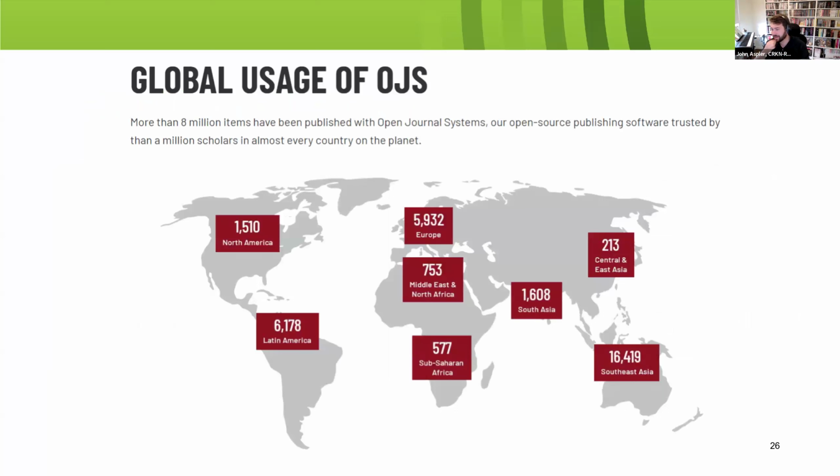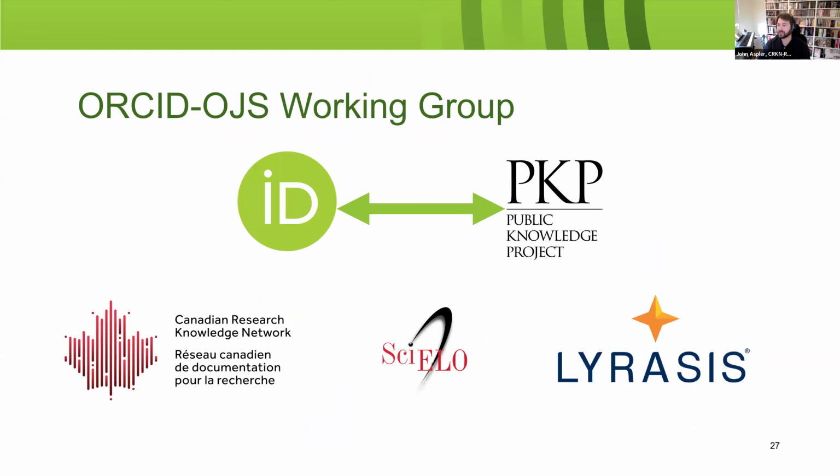This is a map of the global usage of OJS from 2021. I think that this is showing only about 30 to 35,000 journals. So in just the last 3 years, it's gone up by another 10,000. The reason I wanted to very quickly highlight this is that the ORCID integration in OJS, which is developed and supported by PKP, really only works today in the way that it does, thanks to a lot of work done by folks around the world.